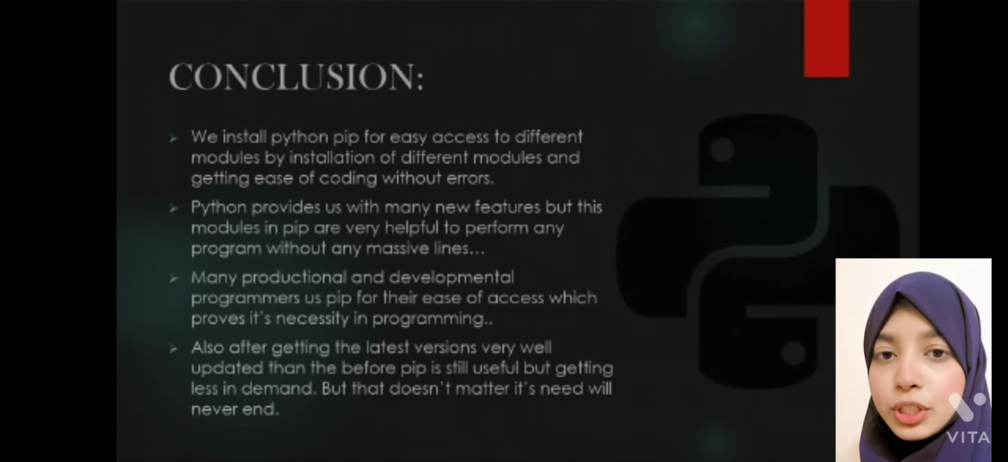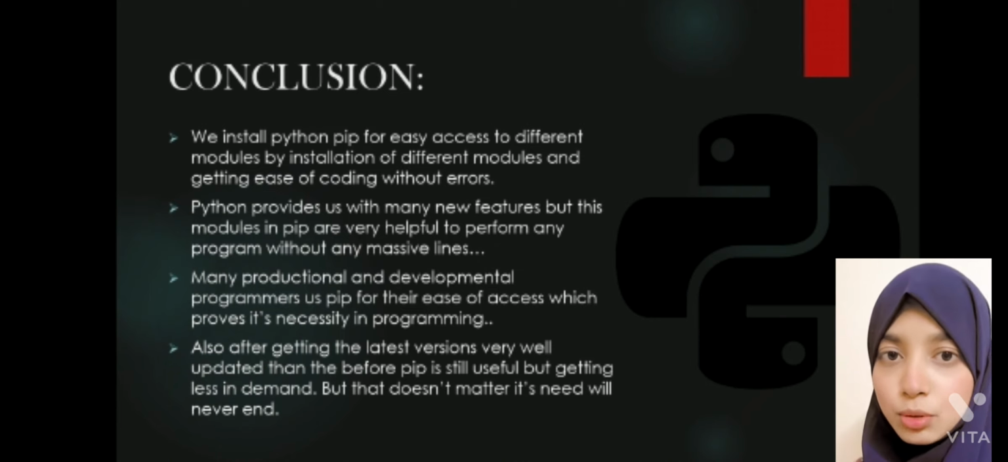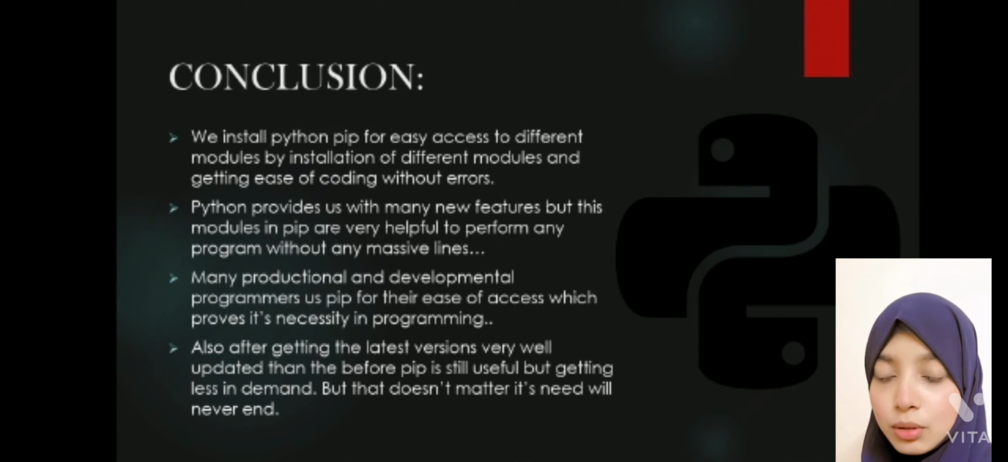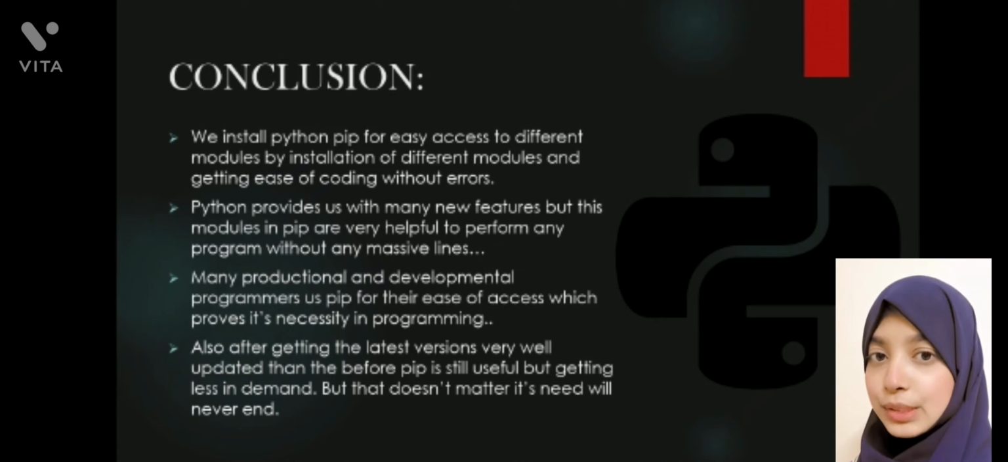Now, what's the conclusion of all this? What is pip, how to download it, how to get back to it, and everything has been discussed. So now let's go to the conclusion part. We install Python pip for easy access to different modules, easy installation of different modules, and getting ease of coding without errors. Python provides us with many new features, but these modules in pip are very helpful to perform any program without massive lines of code. Many production and development programmers use pip for the ease of access, which proves its necessity in programming.